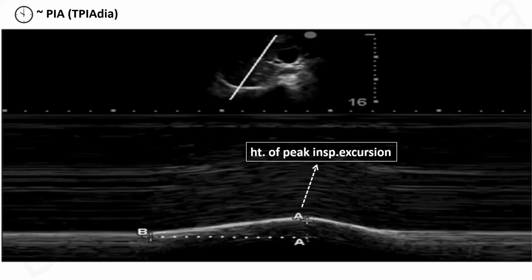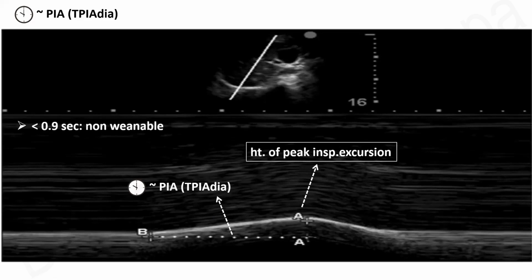Then we look at the time to peak inspiratory amplitude. Again, we put the M mode on the diaphragm, and you would get a similar wave like this. This is the height of peak inspiratory excursion. We look at the time taken for this diaphragm to reach the peak, and that's what we call time to peak inspiratory amplitude. This time taken from B to A, either here or here, is called time to peak inspiratory amplitude.